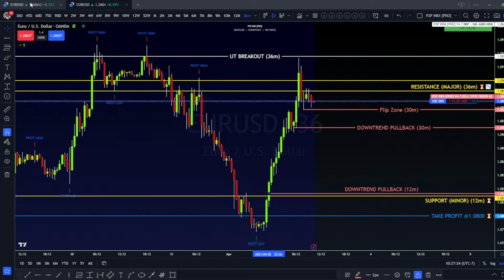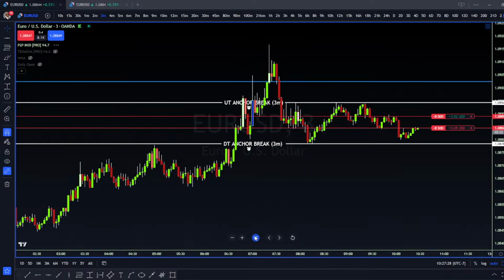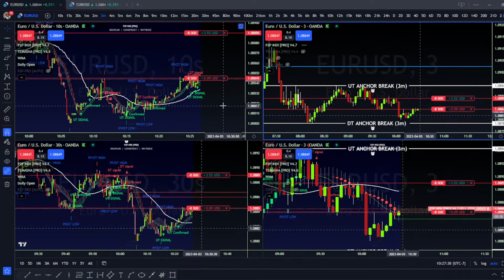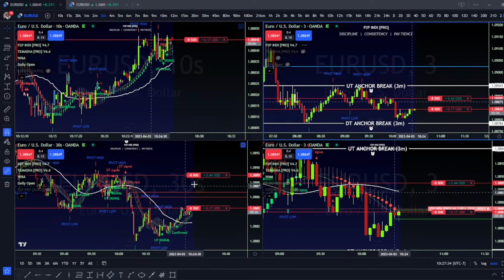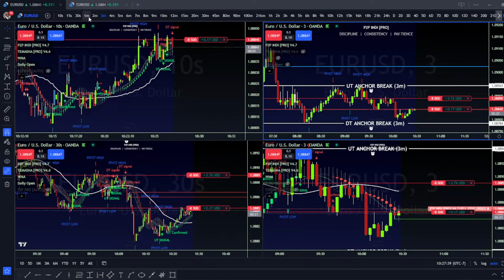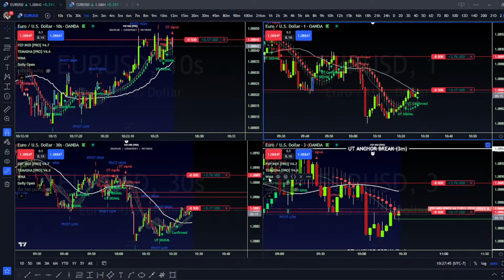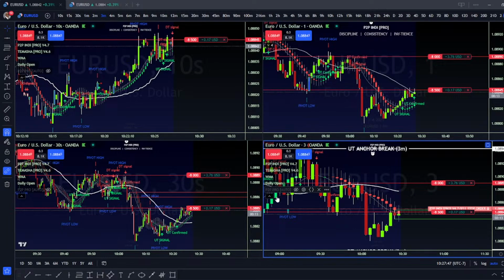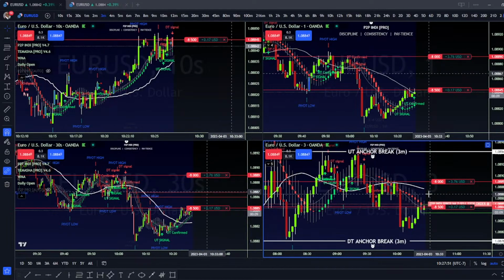Let's take a look at what I call sequential analysis. And I'm just looking at different time frames. So on the low time frame, this is a 10-second chart, 30-second chart, 3-minute. Actually, this should be 1 minute. There we go. Turn it on. And then 3-minute. There we go.